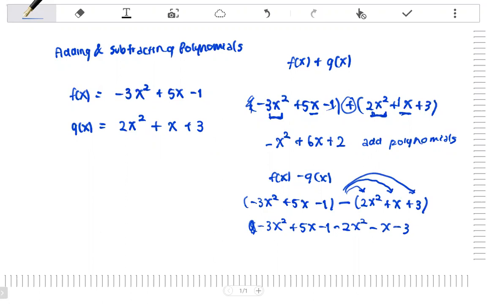And we do the same thing as above. We have to combine like terms. So we have an x squared term here and another x squared term here. So -3 plus -2 is going to give -5x squared. We have an x here and a -x here. So 5 plus -1 is going to give us 4x. 4x. Nice. And -1 plus -3 is going to give us -4. Right? This is really easy, right? Yeah. Is this too easy for you?